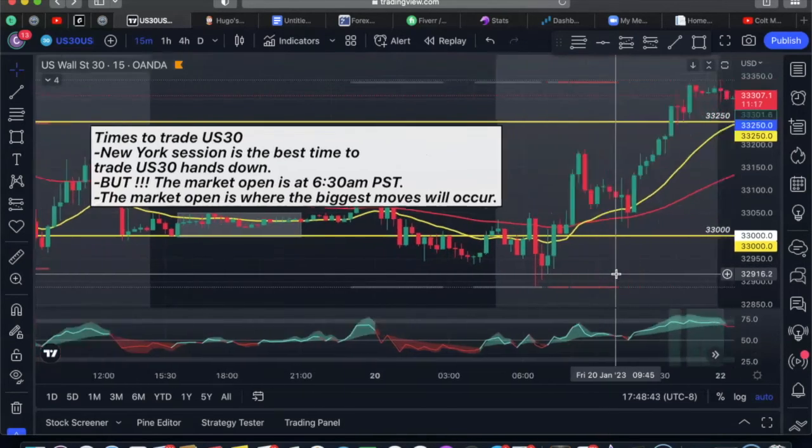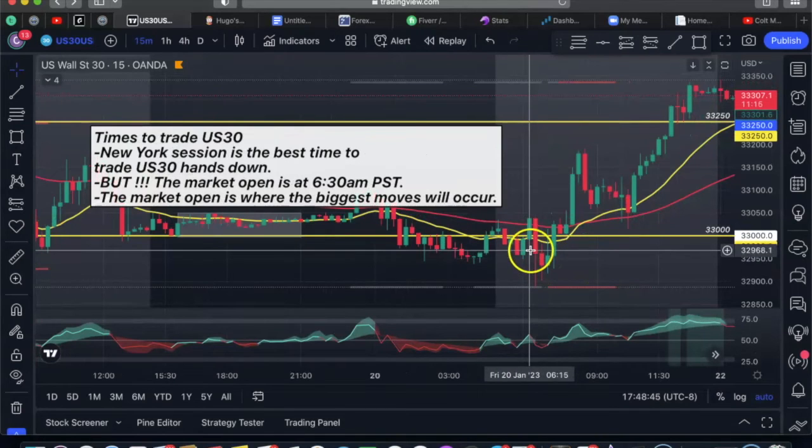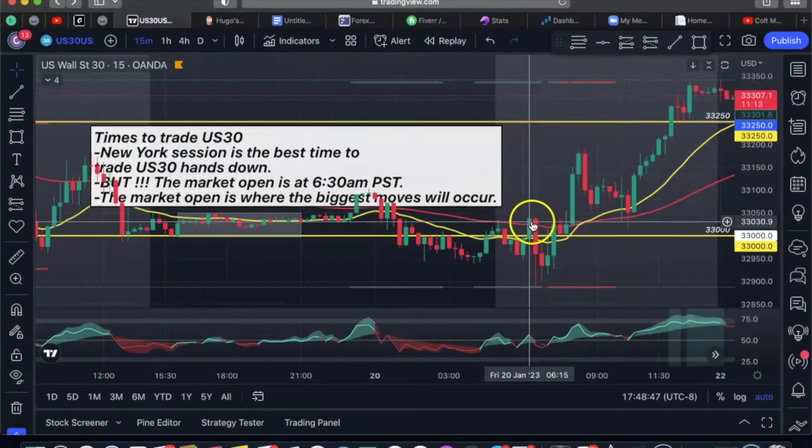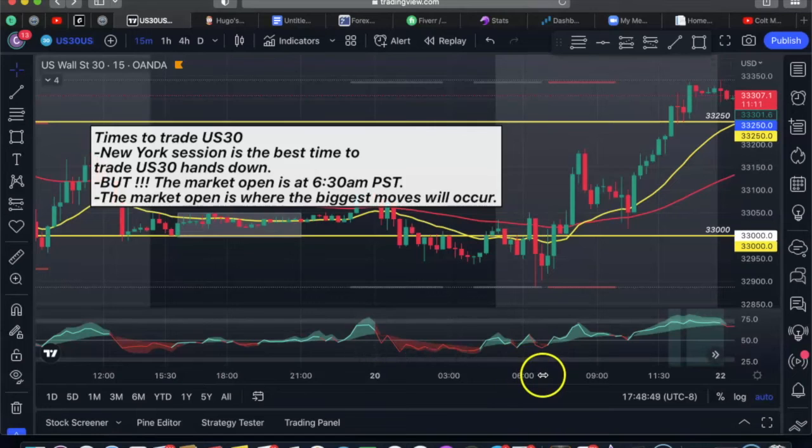And let me show you guys really quick. We can see right here on the minute 15 time frame, we're looking at this candle, and look at the time down here that I'm looking at. It says 6:15. This candle opens at 6:15, closes at 6:30. That is your ideal candle that you want to be entering on when you're trading US30.